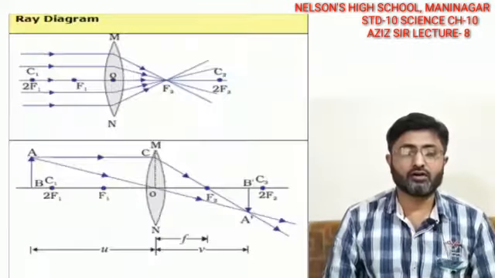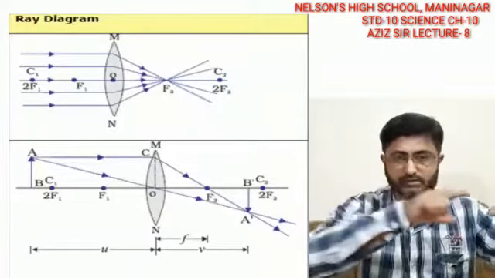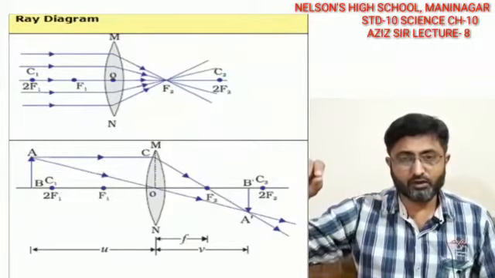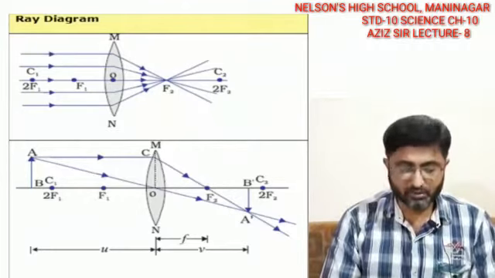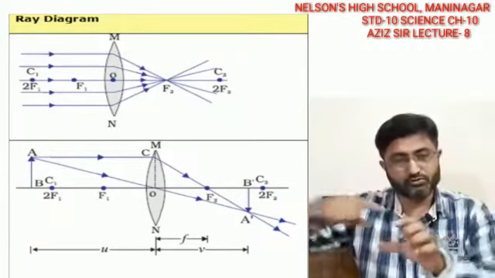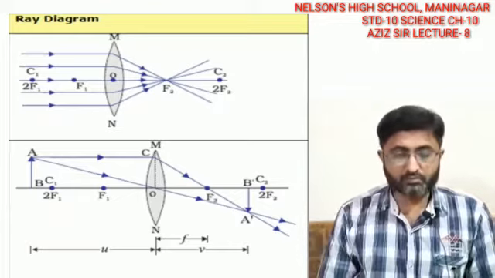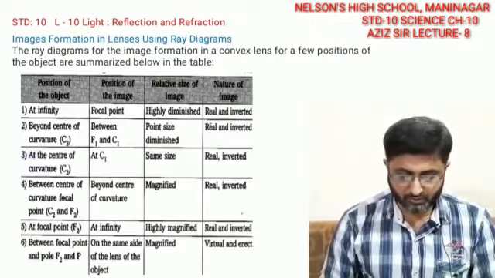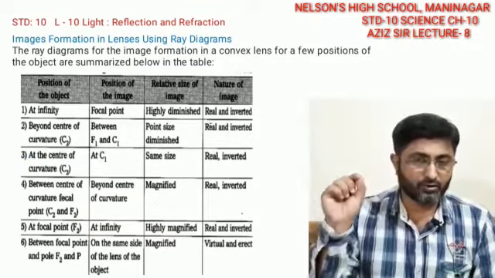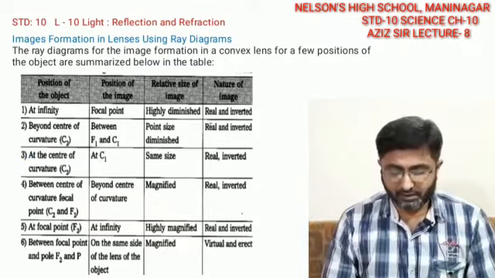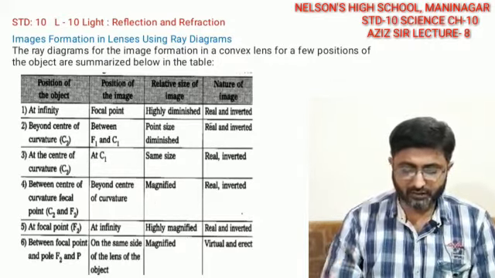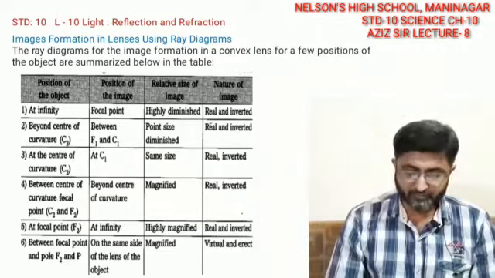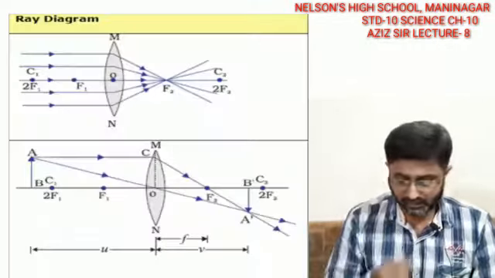So first draw lines which are coming parallel to the principal axis, and you will see all of them converge to a certain point, and this particular point is nothing but the focal point. So all the lines you are supposed to draw meet at the focal point. Now, as the object is kept at infinity, the image formed is at the focal point. Then note the size of the image and the nature of the image. The size of the image is point size, that is highly diminished, and it is real and inverted.